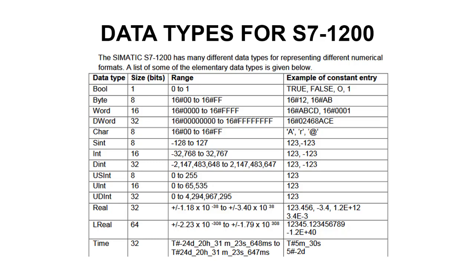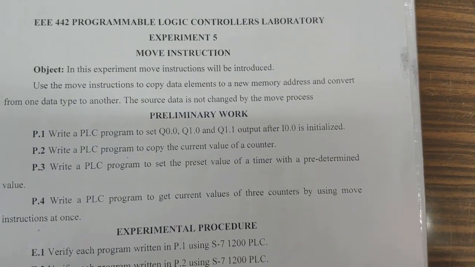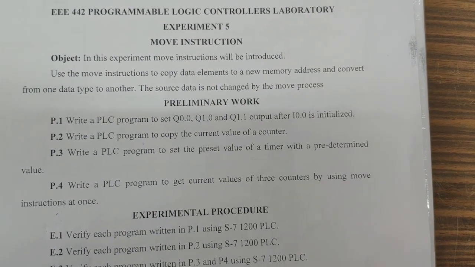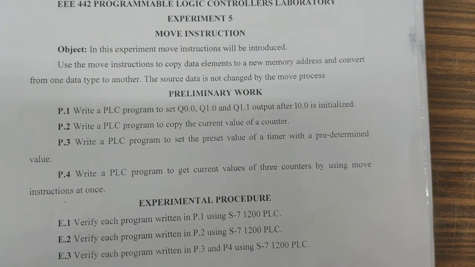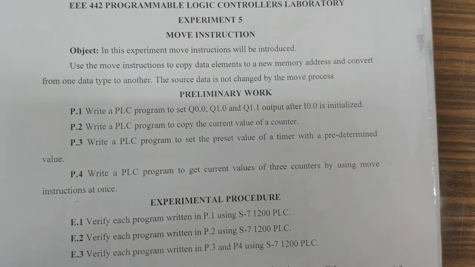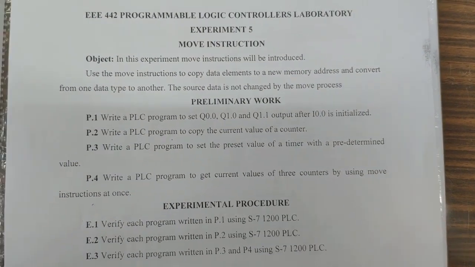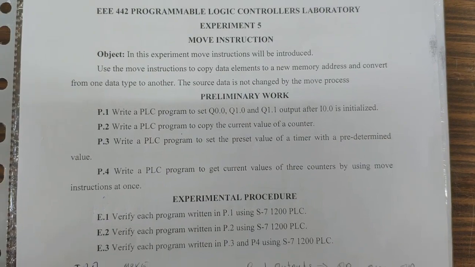In the following parts of the video, I will demonstrate to you the implementation for the experiment. In the fifth experiment, we will see the move instruction. The move instruction is basically used to copy data elements from a previous memory address to a new memory address, and you can use it to convert from one data type to another. The source data is not changed if you are using the move instruction.